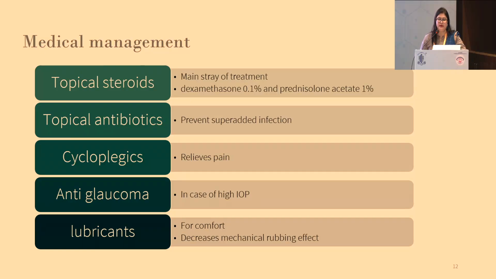Now we come to the medical management, that is the use of topical steroids. This is the main line of treatment. I'll show you in some of my cases how dexamethasone and prednisolone help in reducing inflammation and further damage. Use a topical antibiotic so that a superadded infection is not there. Cycloplegics to relieve the pain. Anti-glaucoma medication if you suspect a high IOP. And lubricating eye drops for decreasing mechanical rubbing.